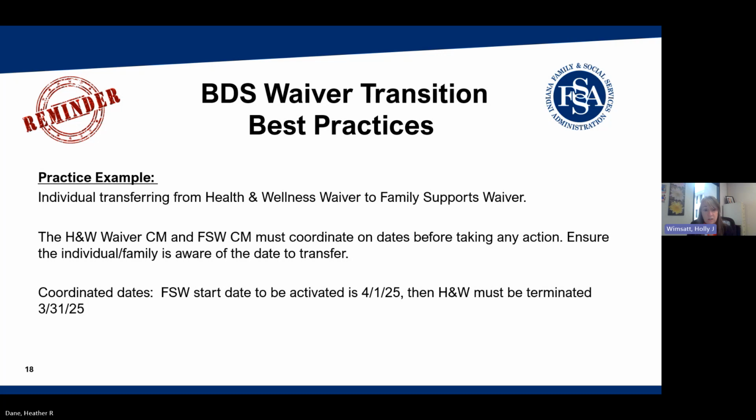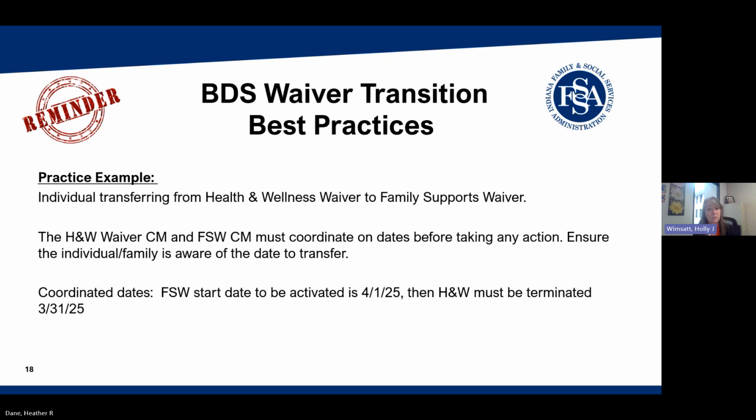The health and wellness waiver case manager and the family support waiver case manager must coordinate on dates before taking any action on that loss of level of care on the health and wellness waiver. The case managers need to ensure that the individual and family are a part of all of that communication so that they have awareness of when that transition will take place. That transition will need to take place if the individual wants to pursue the family support waiver, because they are no longer eligible for the health and wellness waiver. So we need to act as quickly as we can to facilitate that transition. And when I say we, that means case managers, providers, individuals, families, and BDS, the Bureau of Disability Services, to make sure that we can effectuate that transfer as quickly as possible.